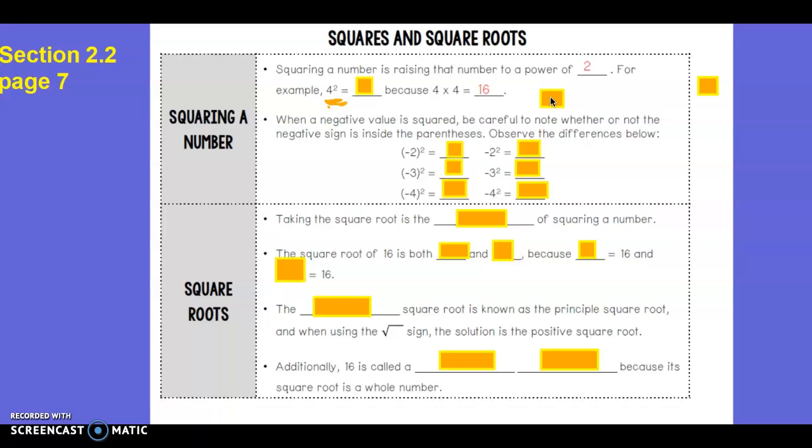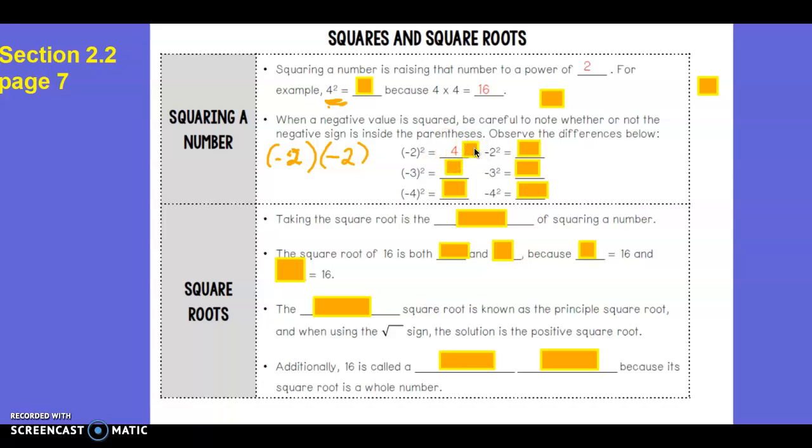When you are squaring a number and it has a negative value, you have to be very careful to note whether or not the negative sign is inside the parentheses. If the negative sign is inside the parentheses, it is included in the squaring. So for instance, if you look at this first example, negative 2 in parentheses squared. Well, that means negative 2 times a negative 2. So negative times a negative is a positive. So the answer to that would be positive 4.